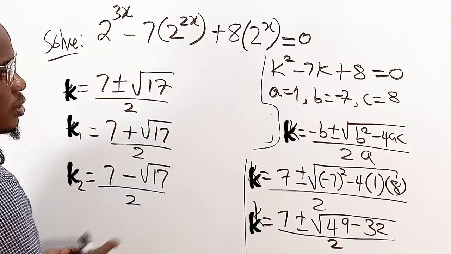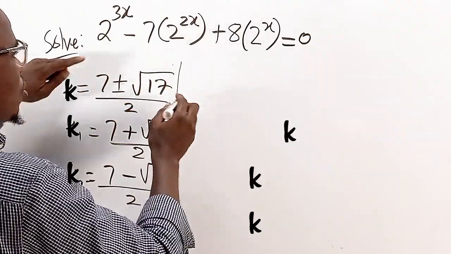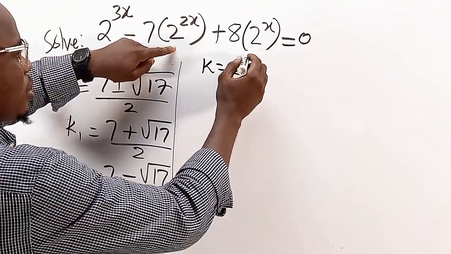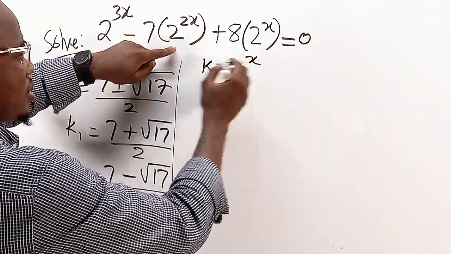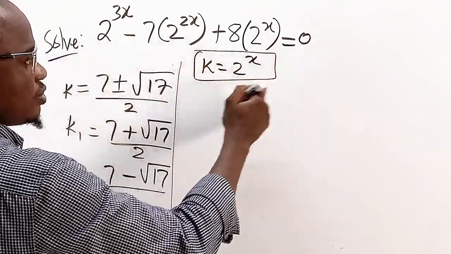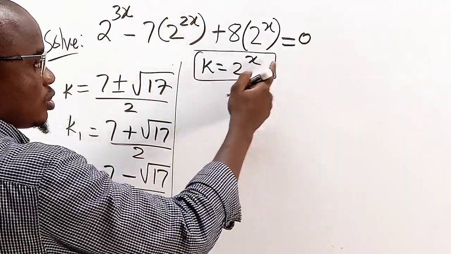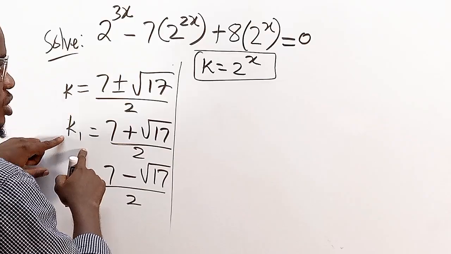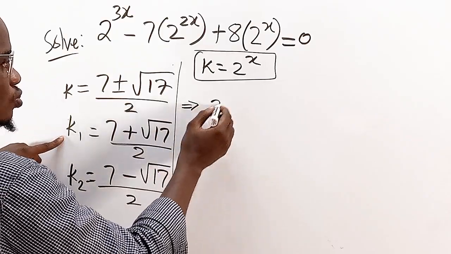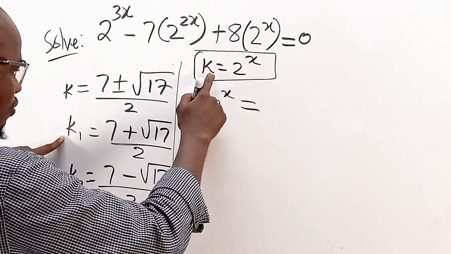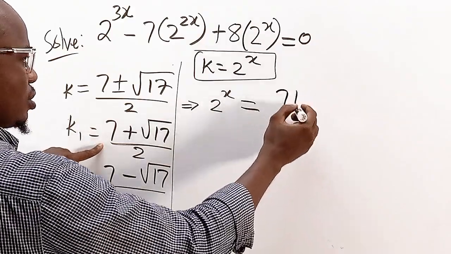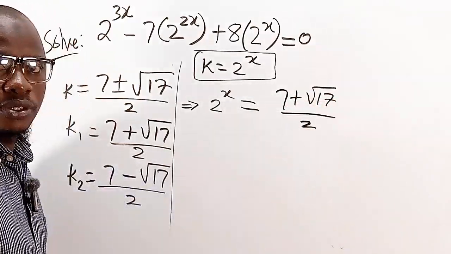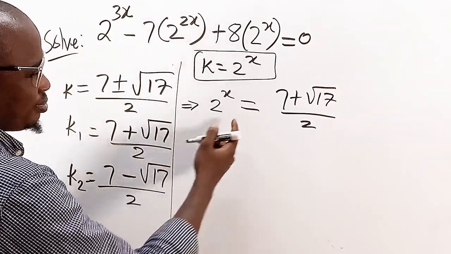This and this. Alright, so now we know that our k is 2 to the power of x. If you go back to the beginning of the video, anywhere I see k now, I replace it with this value. So we're going to have 2 to the power of x equal, for the first k, 7 plus the square root of 17, all over 2. Alright, so from here, what do I do?